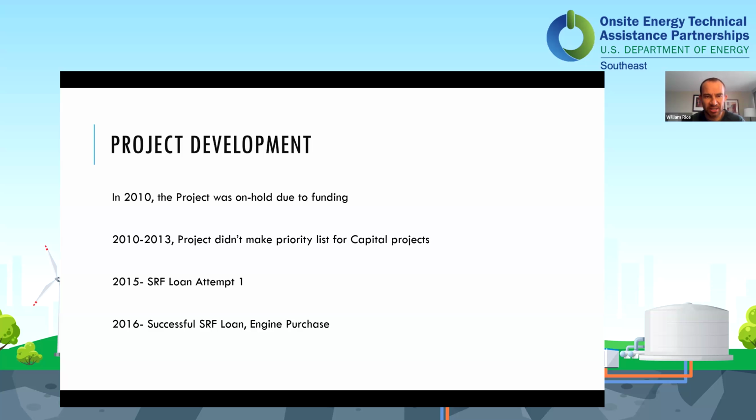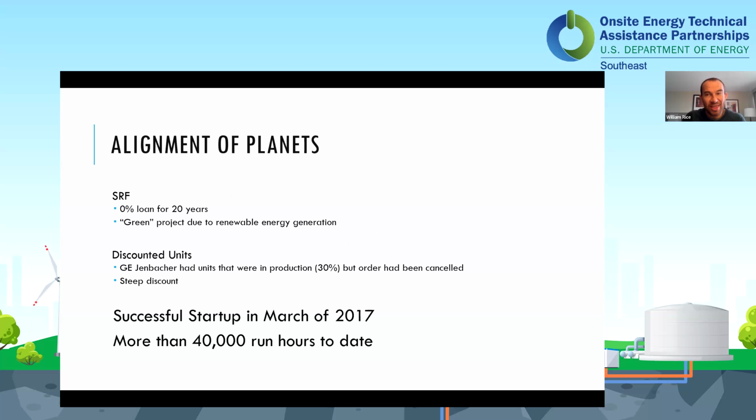And then in 2016, we were able to get funding and go ahead and purchase a CHP engine. And so that all seemed sort of straightforward. And even then that wasn't straightforward. I mean, there were two big things that had to line up for us to really successfully implement our project. One was the SRF loan. We got a 20-year loan at 0%. It was considered a green project. Because we were generating energy, we got that 0% loan. They don't have that anymore. That was a special thing back then that has since changed.